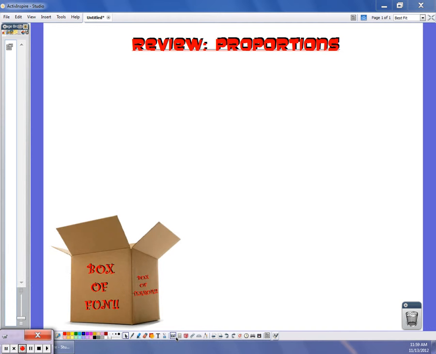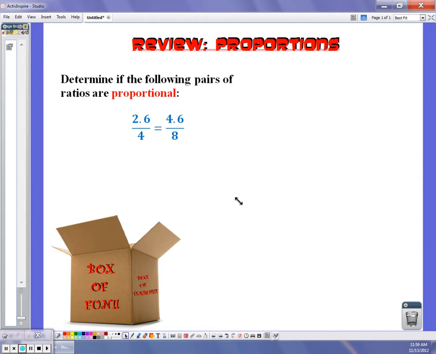So today what we're going to do is take a little review on proportions. In doing so, we'll pull out a couple of problems from my box of fun. Our first problem here, we have to determine whether the following pairs of ratios are proportional. In order to do so, we're going to do some cross multiplication.